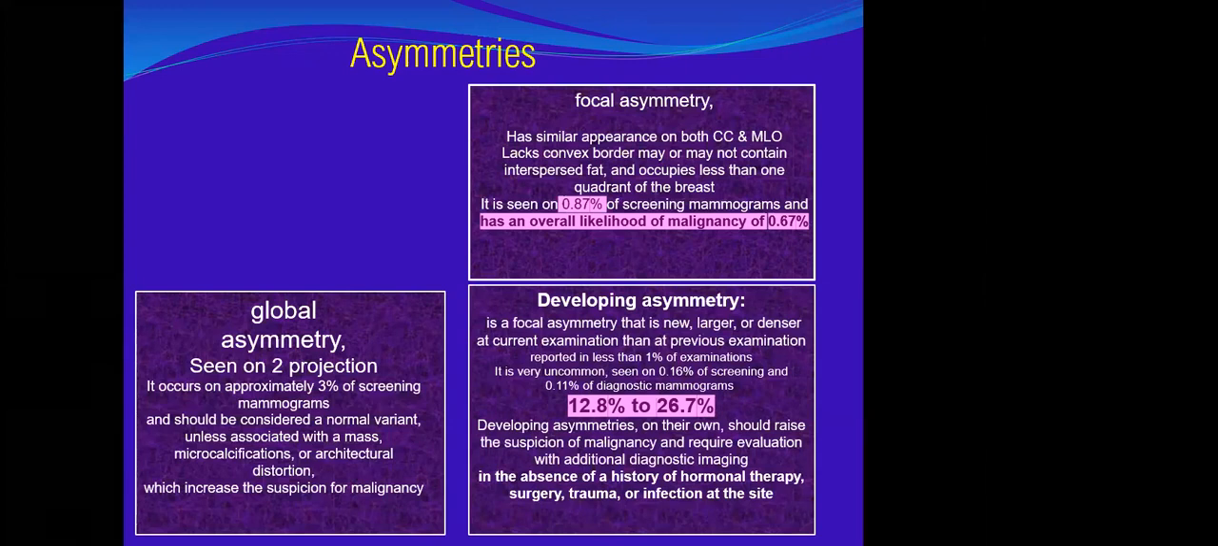The only asymmetry having a moderate suspicion and raising the possibility of malignancy per se, without other associated findings, is developing asymmetry. The probability of cancer on screening mammography is about 12.8%, while in diagnostic it rises up to 27%. However, it's very uncommon, seen in only 0.16% of screening and 0.11% of diagnostic mammography.